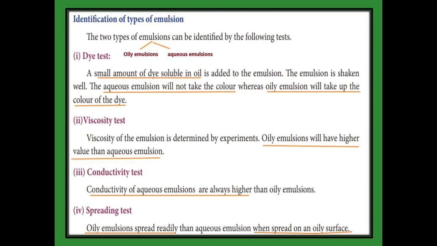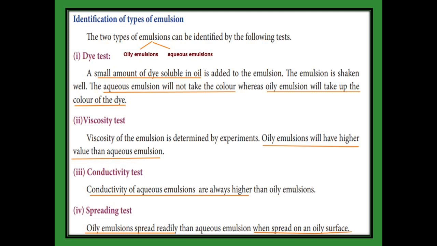There are two types of emulsion. One is oily emulsion, another is aqueous emulsion. We can find out what type of emulsion it is by the following tests. One is the dye test. In the dye test, a small amount of oil-soluble dye is added to the emulsion. If it is an aqueous emulsion, it will not take the color of the dye, but if it is an oily emulsion, it will take the color of the dye. So by seeing that color we can identify whether it is an aqueous emulsion or an oily emulsion.